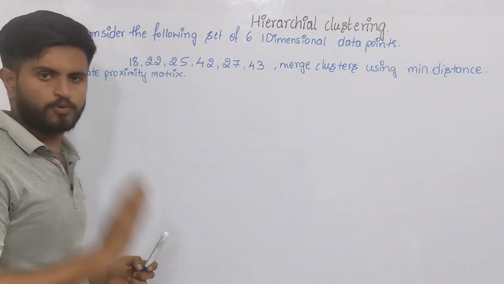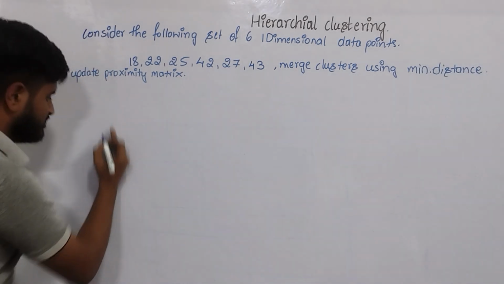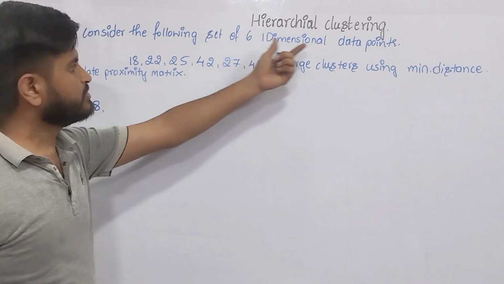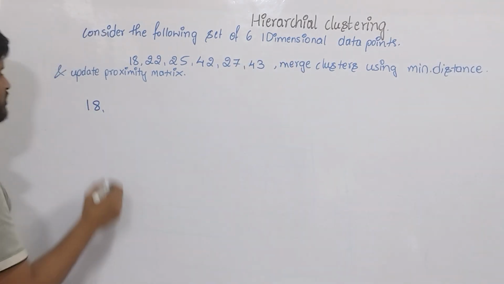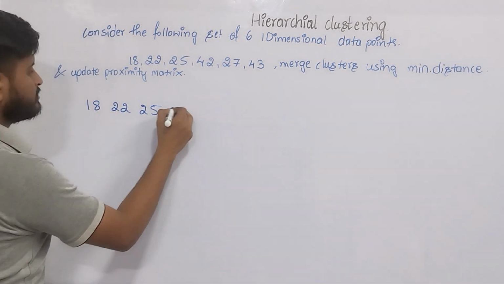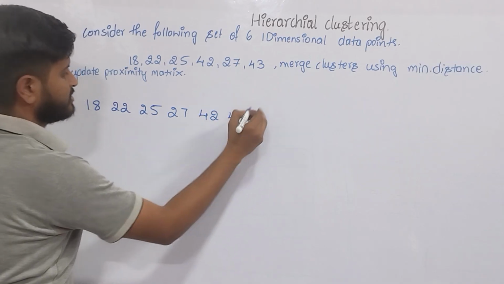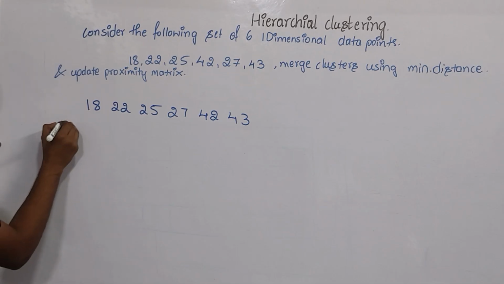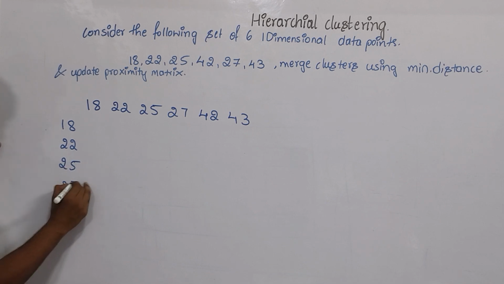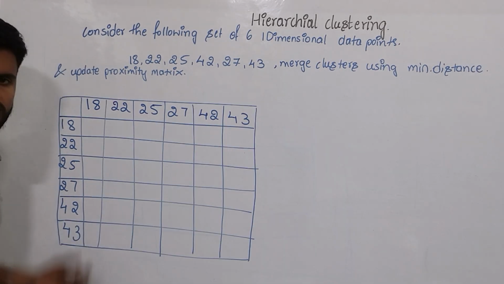So here we will be using the proximity matrix. How to fill the values in the proximity matrix: this is a row, this is the column. In the row we must write the given data points in their increasing order. First will be 18, next 22, 25, 27, 42, 43. In the column also we will be writing like that only: 18, 22, 25, 27, 42, 43. Now let's fill the values.